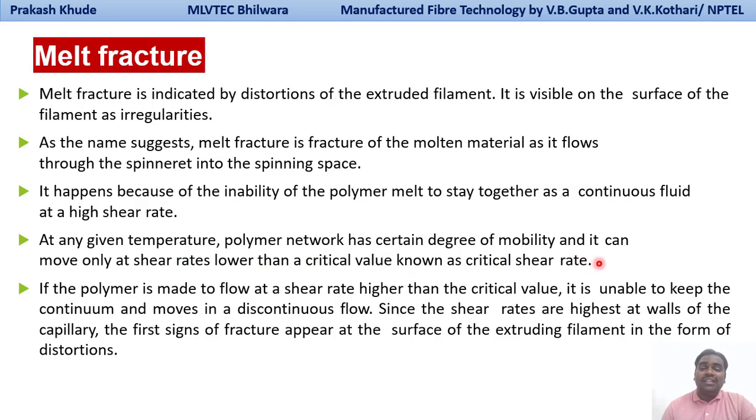So at any given temperature, the polymer has a certain mobility, but it can move only at a shear rate lower than the critical value that we call the critical shear rate. If the polymer is made to flow at a shear rate higher than the critical value, it is unable to keep its continuum and moves in discontinuous flow. Since the shear rate is highest at the wall of the capillary, this is the first sign of fracture to appear on the surface of the extruded filament, in the form of distortion.